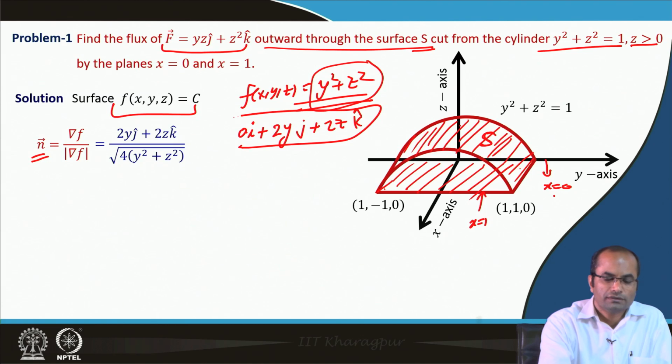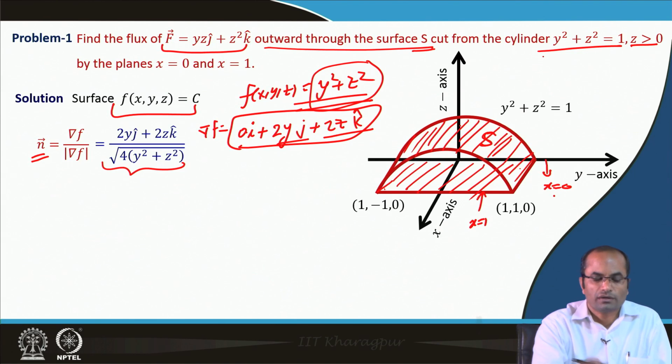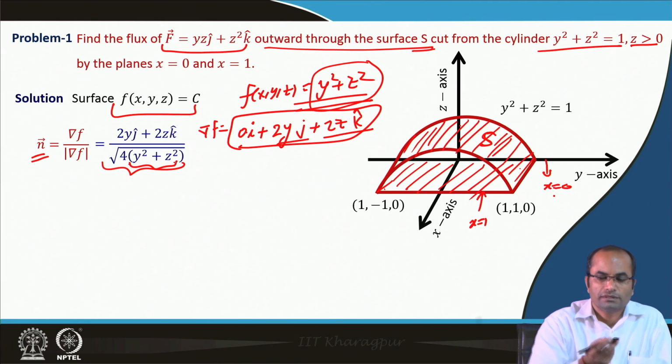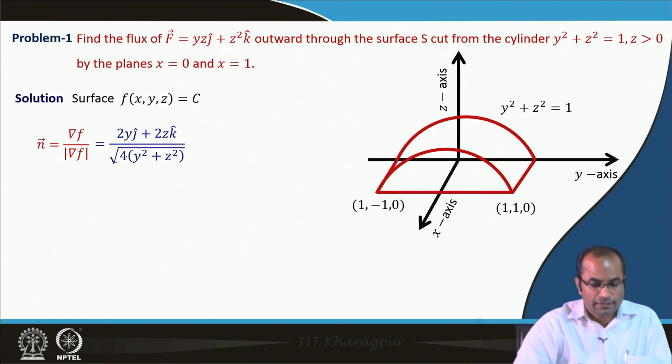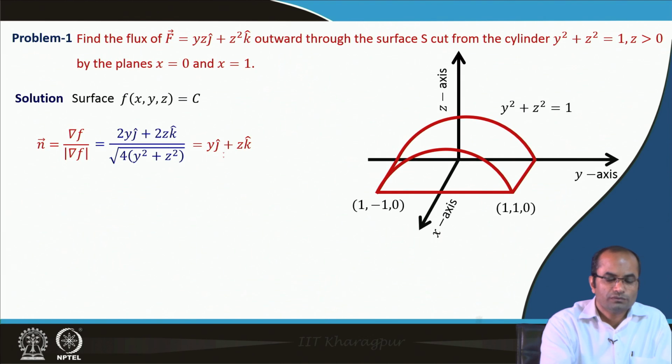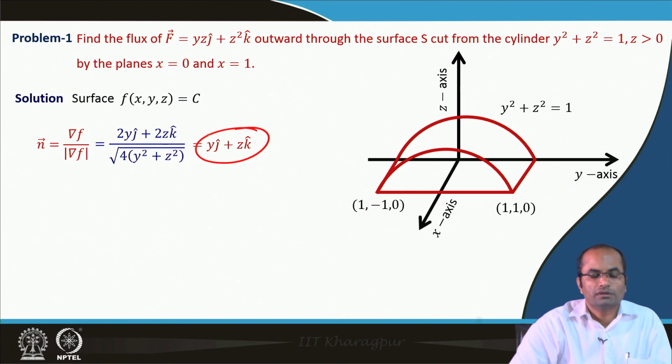So, this is the grad f, and then we can divide by its magnitude. So, we have 2y j and 2z k. The magnitude is 2 times the square root of y square plus z square, and y square plus z square on the surface of the cylinder is given as 1. So, we have here just 2, and that means the 2 will also get cancelled. So, we have this outward normal, y j plus z k.